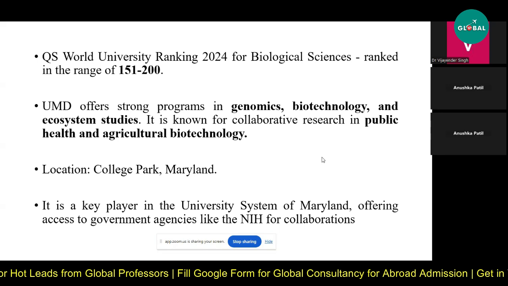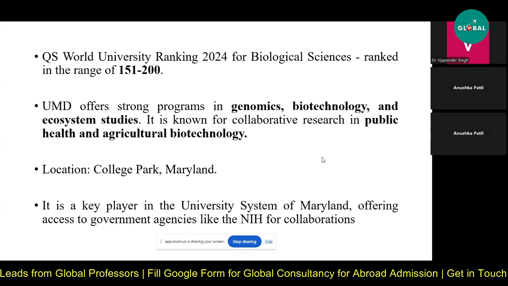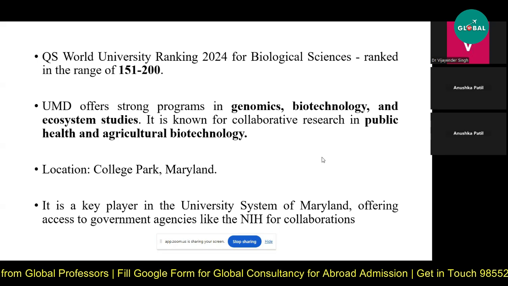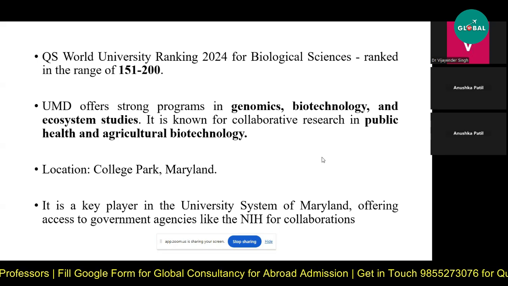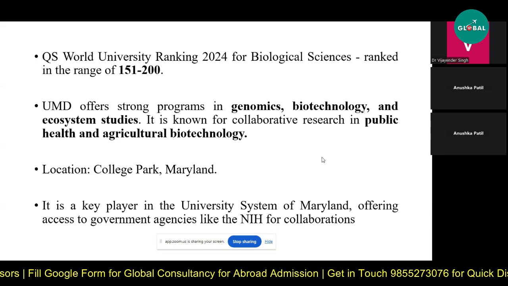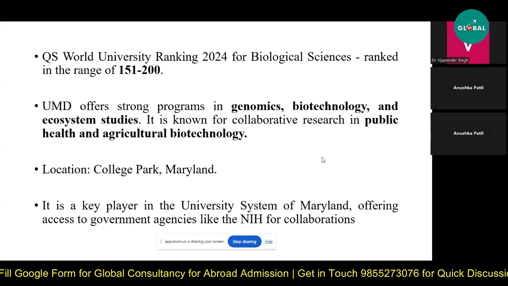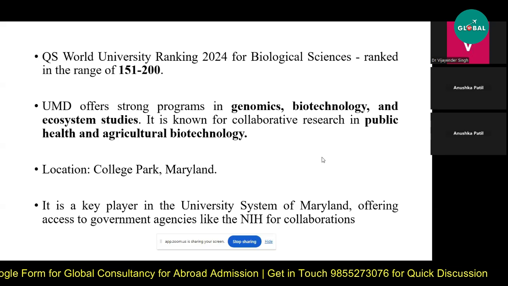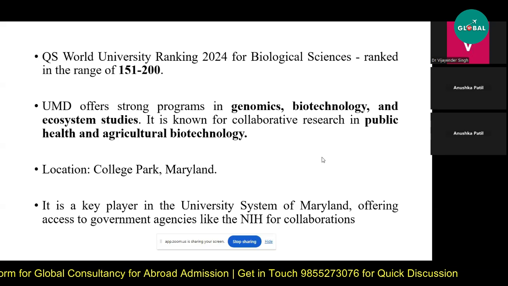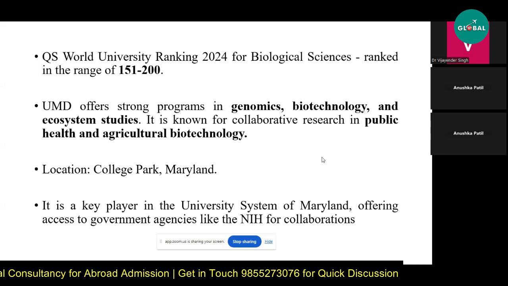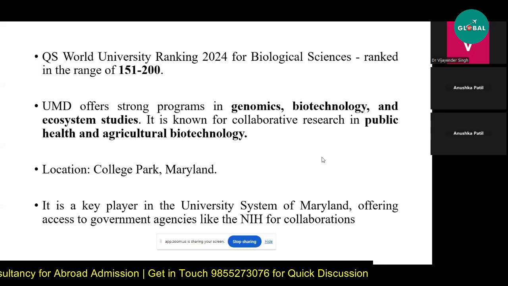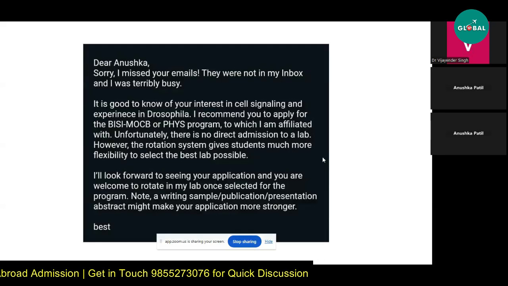Coming to its location, it's located in Maryland, again, which is a state in the United States. It is a key player in the university system of Maryland, and it offers access to government agencies like NIH for collaboration. NIH is one of the most renowned institutes for biology related aspects. The majority of the research funding to universities sometimes comes from NIH. I would like to tell you all that I applied to one of the professors.